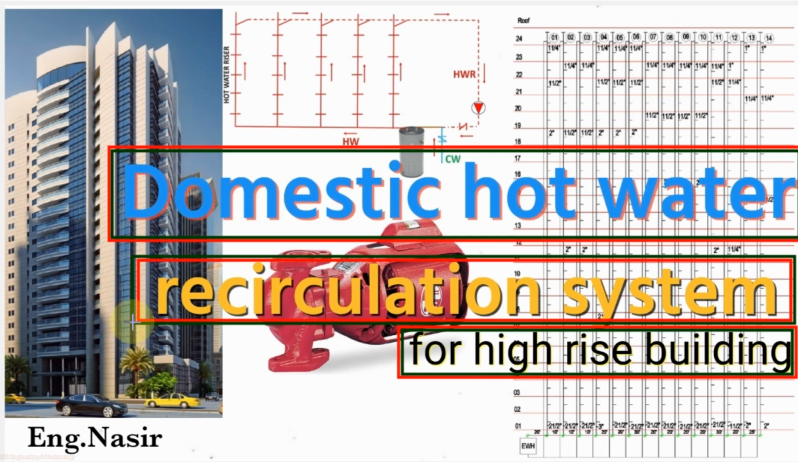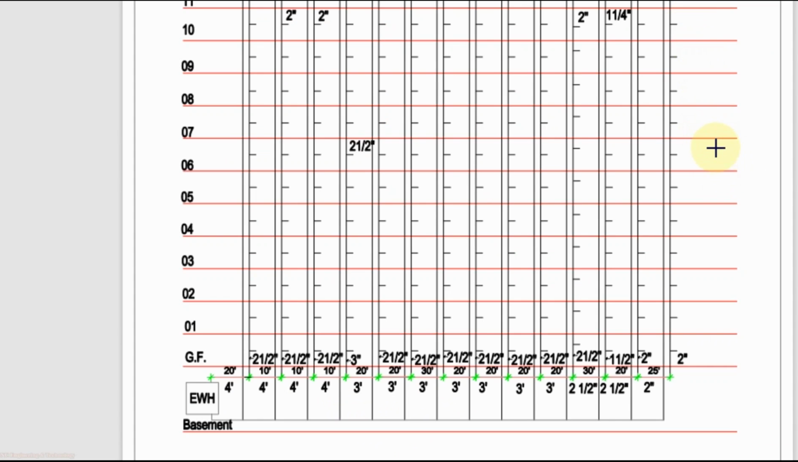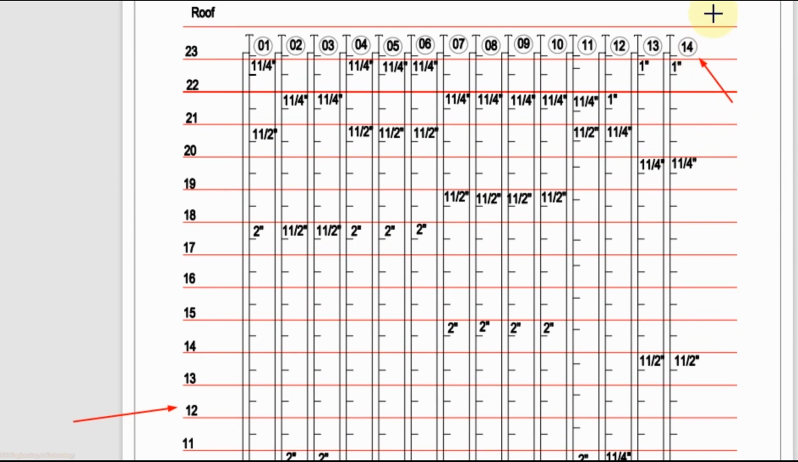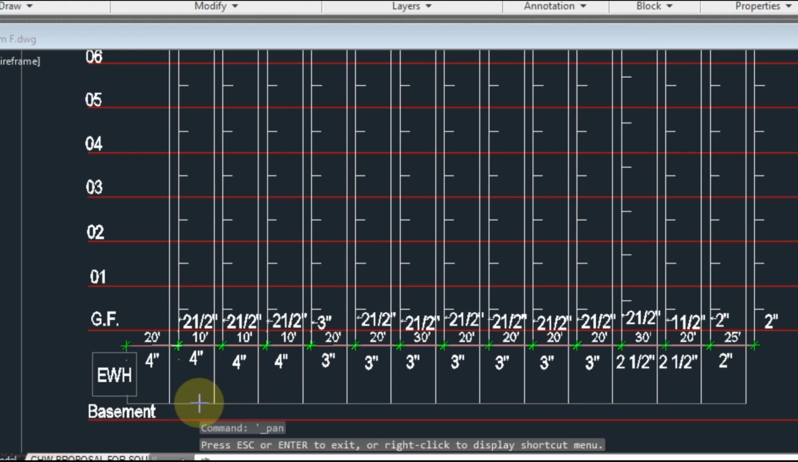Now we will study how to design a domestic hot water recirculation system for a high-rise building. It is the hot water supply riser diagram for a 24-story building where we have an electric water heater at the basement and it is supplying hot water to the building through a main at the basement and through 14 risers. The size of the hot water supply main starts from 4-inch diameter and keeps decreasing as it distributes hot water to more and more risers. At the end it becomes 2-inch diameter.